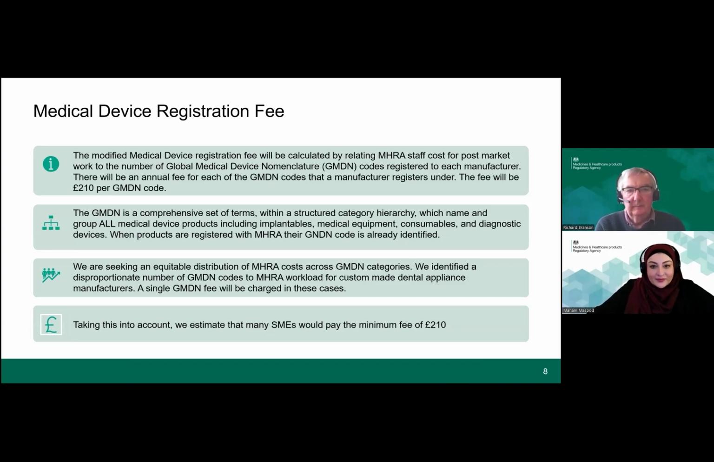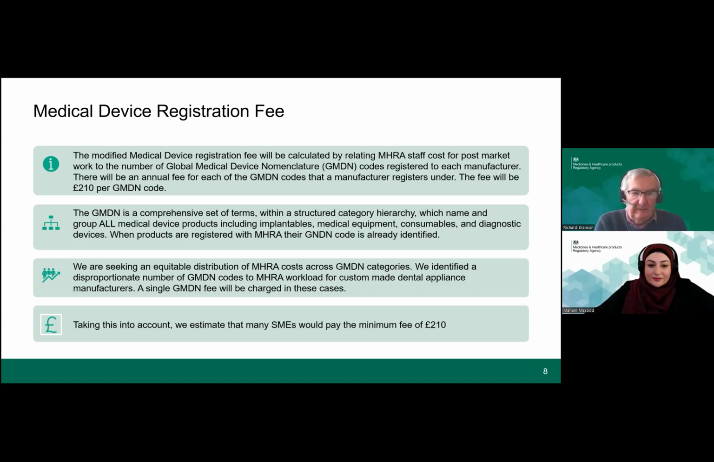So there's been a lot of interest in this proposal, and you're probably aware that what we're proposing is that we should change our medical device registration fee into one that now relates to the number of GMDN codes that each manufacturer has. And the fee that we've calculated is £210 per GMDN code. So we would be able to look at your registrations on April the 1st and see how many GMDN codes you've got products under, and the charge would be based on £210 per GMDN code.